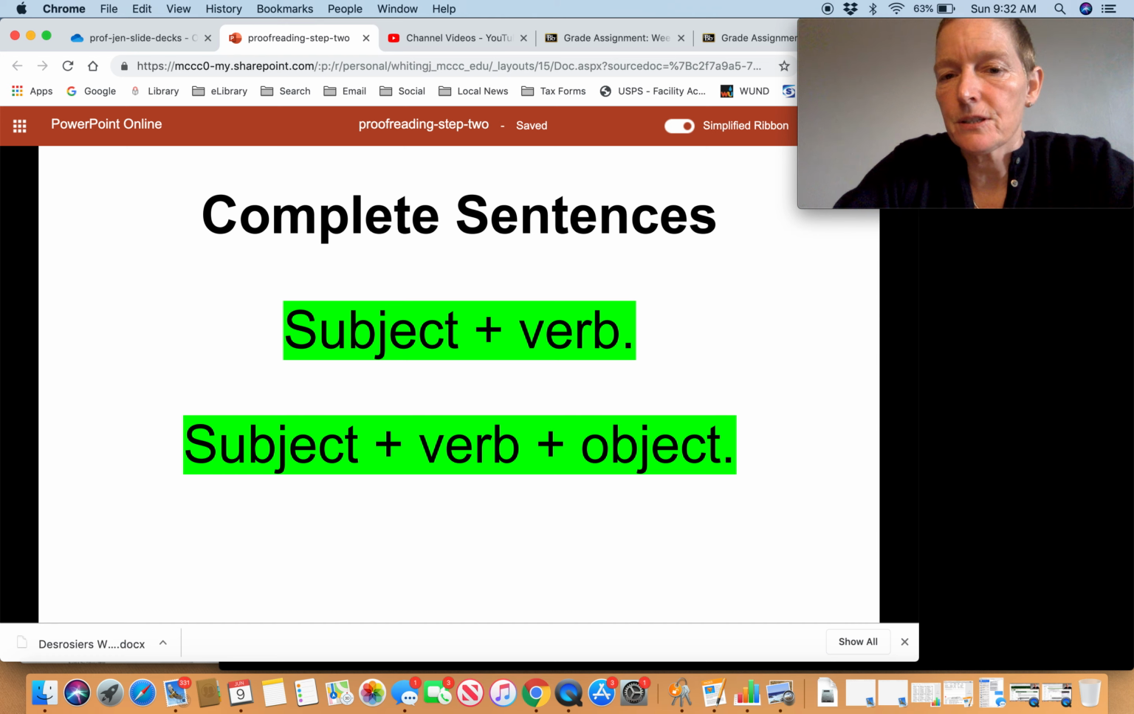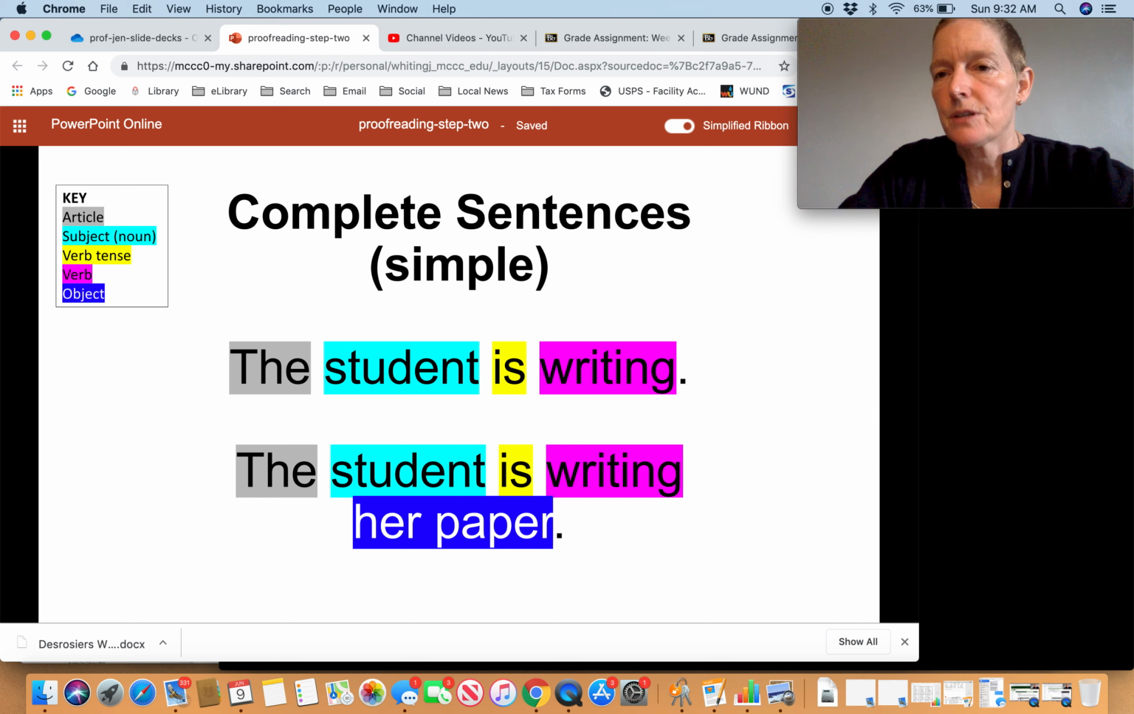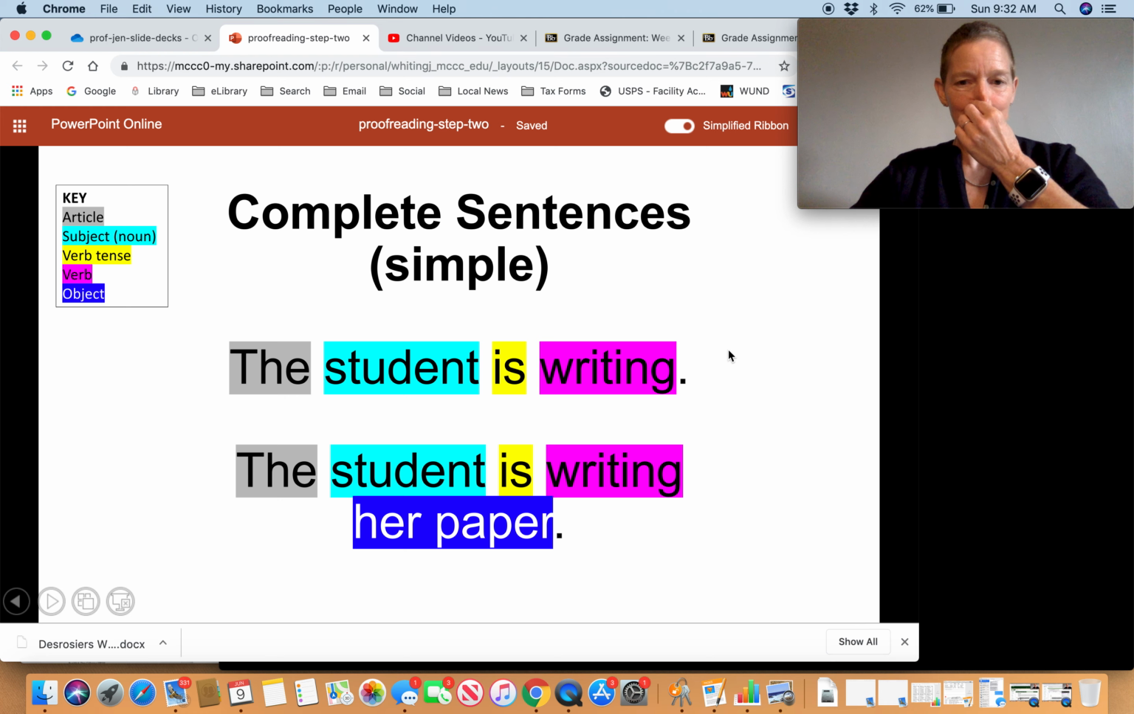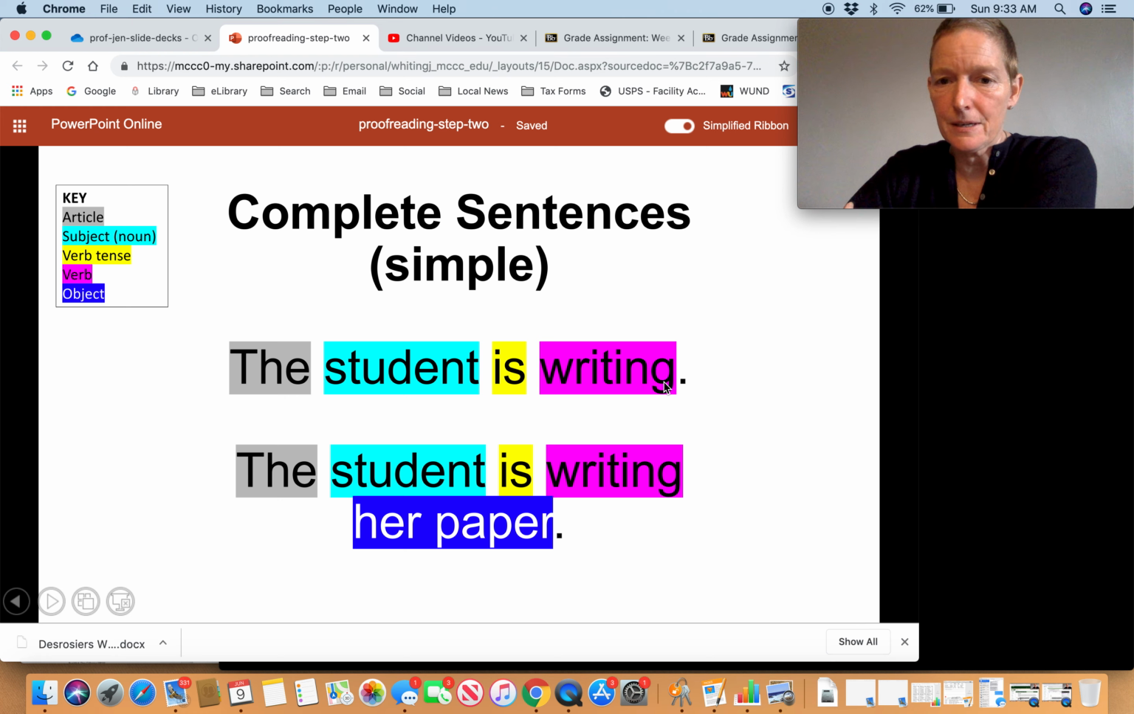All right, complete sentences. They have a subject and a verb, or a subject and a verb and an object. What do I mean by that? Here's an example. Here's some simple sentences. The student is writing. This is my key, right? This is the article, the word the. Usually nouns have an article in front of them, usually. The student is the noun or the subject. This is the verb tense. To write is the verb, but the student is writing. So you know this is present tense. And this is the verb form, right? The ing, that makes it present tense.